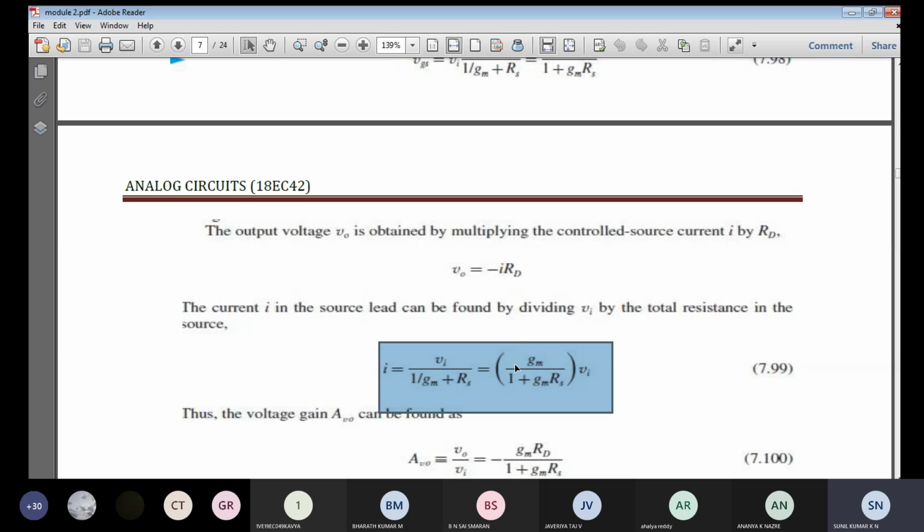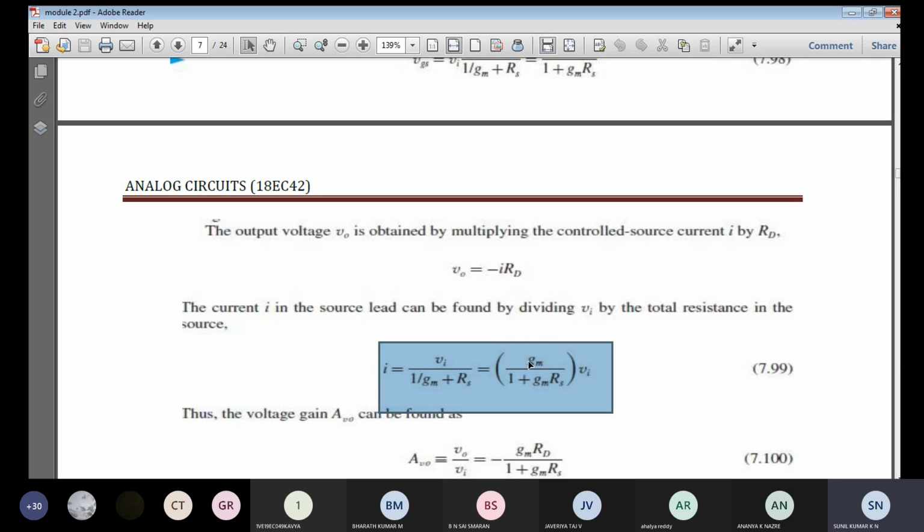If we see the transconductance parameter previously, ID was equal to Gm times VGS, that is the current. Same thing here also: I is nothing but ID, the drain current, and Vi is the input voltage. But the transconductance is now Gm divided by 1 plus Gm into Rs. That means the transconductance has been reduced by a factor of 1 plus Gm into Rs. So in this circuit, the inclusion of resistance in the source terminal is going to reduce the overall transconductance.